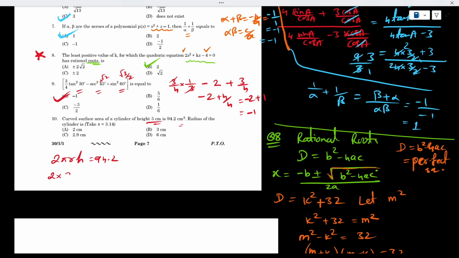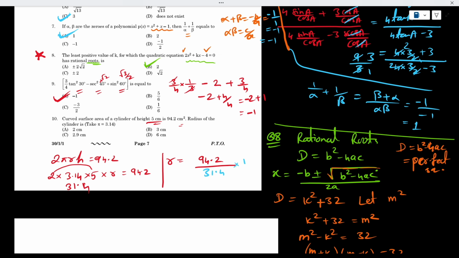So substitute 3.14 times the height, 5, times r, which I don't know, equals 94.2. Now if I do the transposition, what do we get? Here r is equal to 94.2 by 2 times 3.14 times 5. Now you can do one more thing here. 5 twos are 10, so it can be written as 31.4 also. So directly in this place I can write down 31.4.